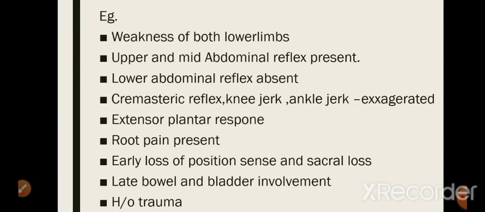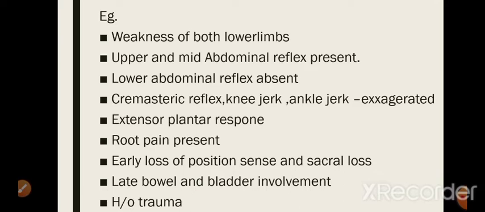Next, I will give an example, so that with this simple example we can study how to write a diagnosis. Here it is given: there is weakness of both lower limbs. Upper and mid abdominal reflexes are present. Lower abdominal reflex is absent. Cremastic reflex, knee jerk, ankle jerk are all exaggerated. There is extensor type of plantar response. Root pain is present. There is early loss of position sense and sacral loss. There is late bowel and bladder involvement, and there is history of trauma.